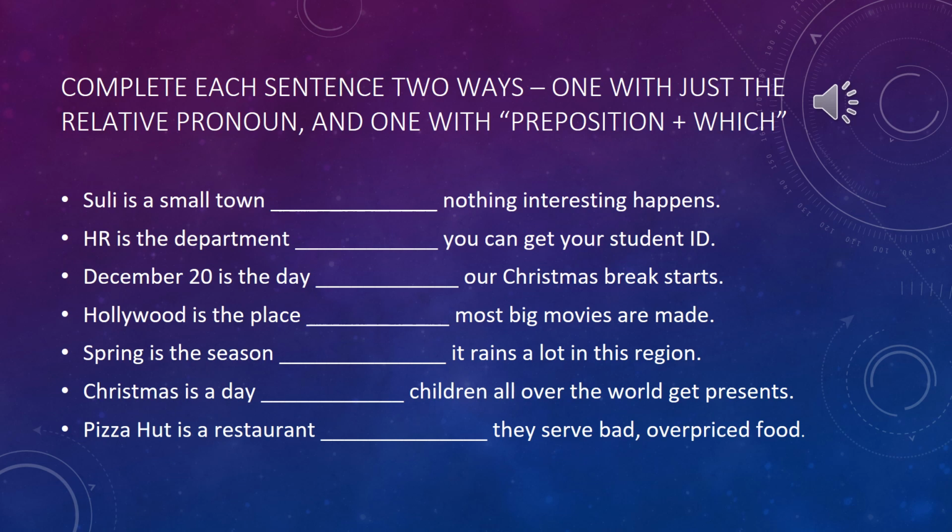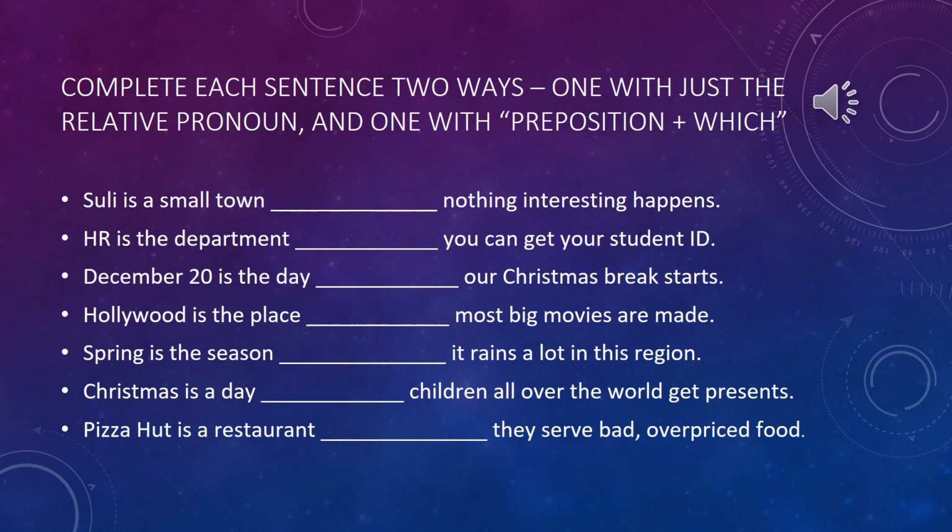It says complete each sentence two ways, one with a relative pronoun and one with preposition plus which. So either you're using where or when and then changing it to the preposition plus which. Suli is a small town where nothing interesting happens. Suli is a small town in which nothing interesting happens. I did not make that up. I inherited this slide. HR is the department where you can get your student ID. HR is the department in which you can get your student ID.